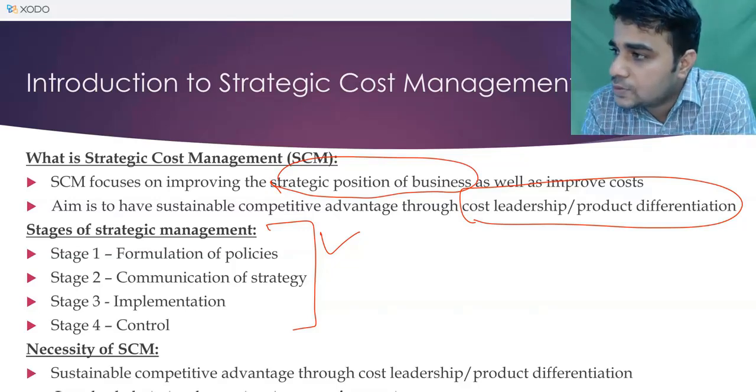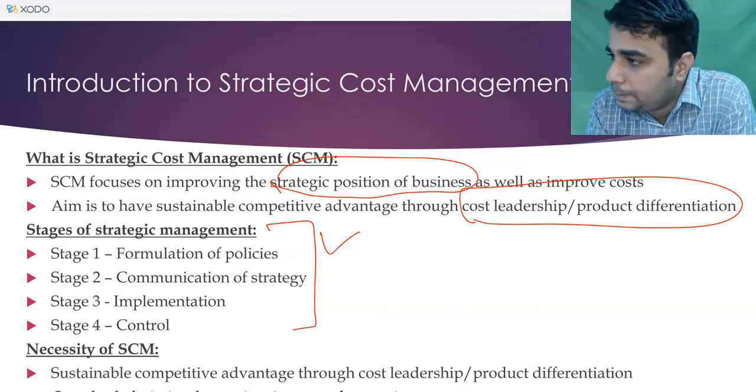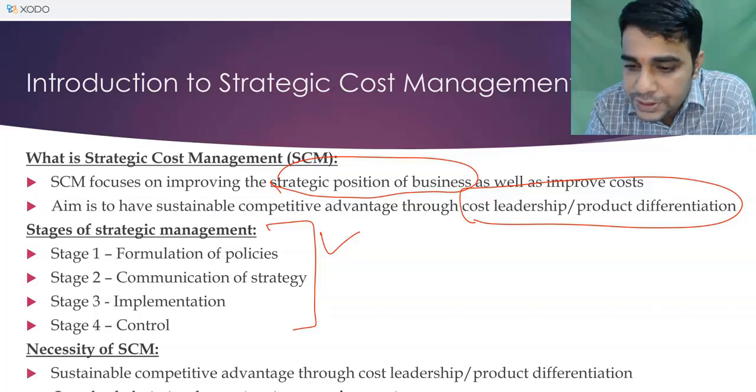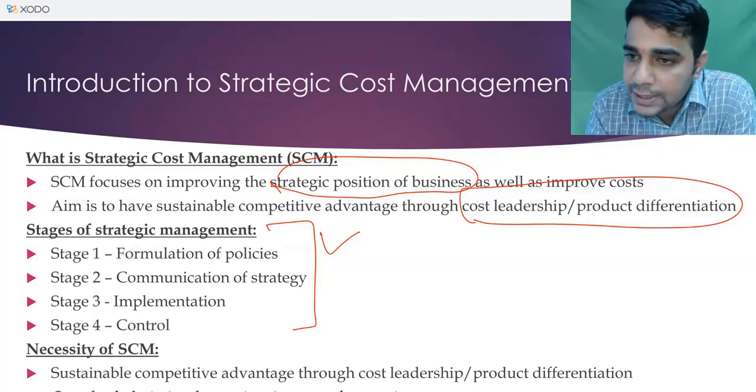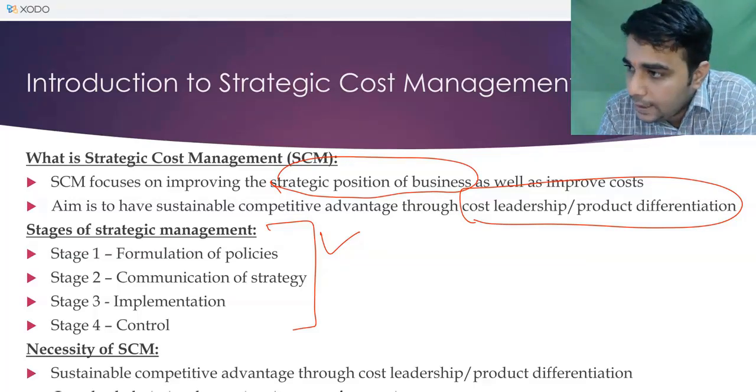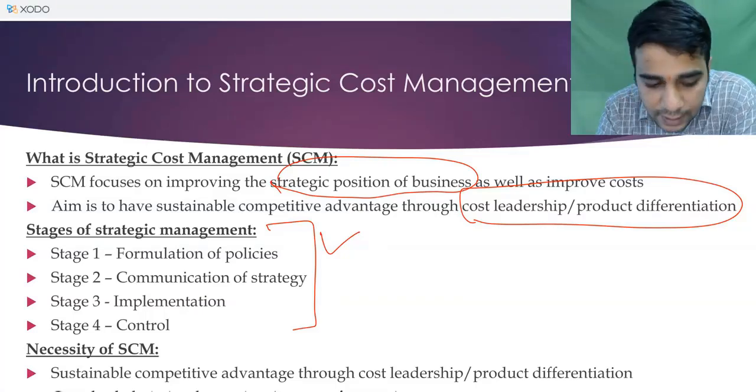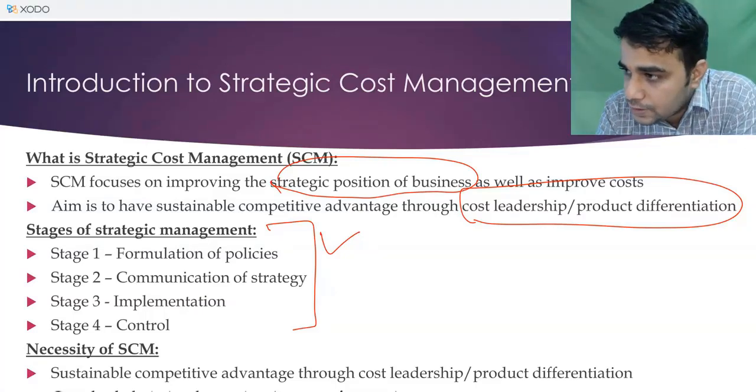Then communicate this to the employee. These two are technically part of the pre-implementation stage. Formulation and communication is part of the pre-implementation stage. Then you implement, and then there is a control mechanism which comes in.